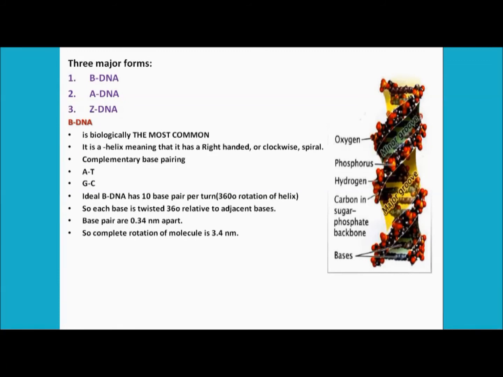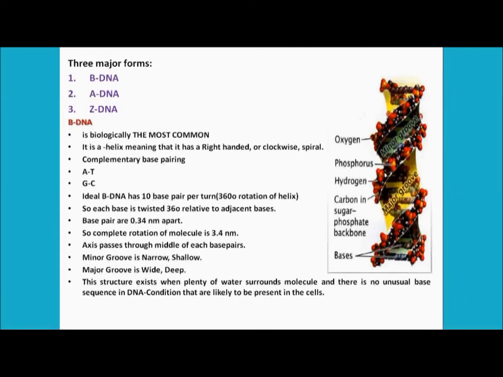So the complete rotation of the molecule is 3.4 nanometers. There will be an arbitrary axis that passes through the middle of each base pair to divide it into two equal forms. In B form, you should know that the minor groove is narrow and shallow, whereas the major groove is wide and deep.